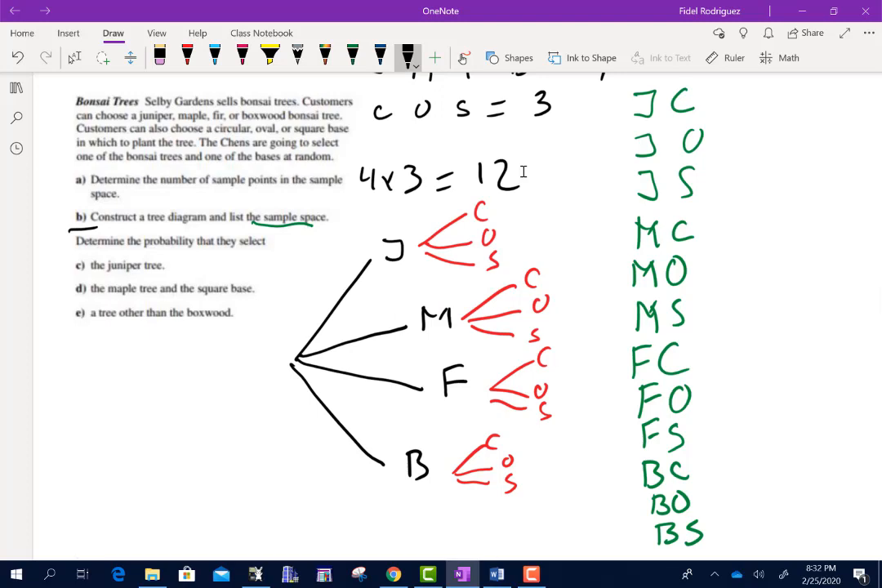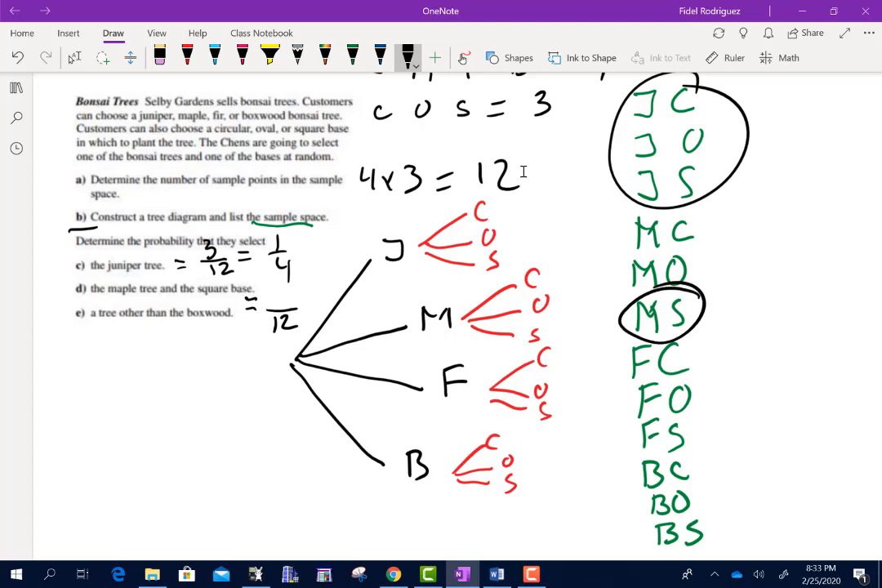All right, now let's take a look at the next piece here, and it says determine the probability that they select the juniper tree. 12. How many of these have a juniper tree? Those 3. 3 out of 12, same thing as 1/4. Okay. All right. Part D, total of 12. The maple tree and the square base. Well, there's only one of them.